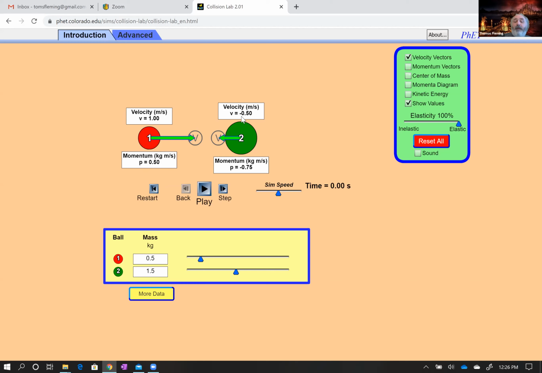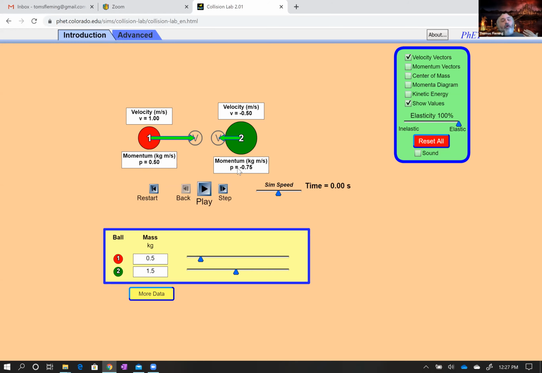Meanwhile, this guy has a velocity of negative 0.5. He's traveling to the left at half speed. He's got a mass of 1.5. So 1.5 times 0.5 is 0.75. He's traveling to the left, so it's negative. So his starting momentum is negative 0.75.